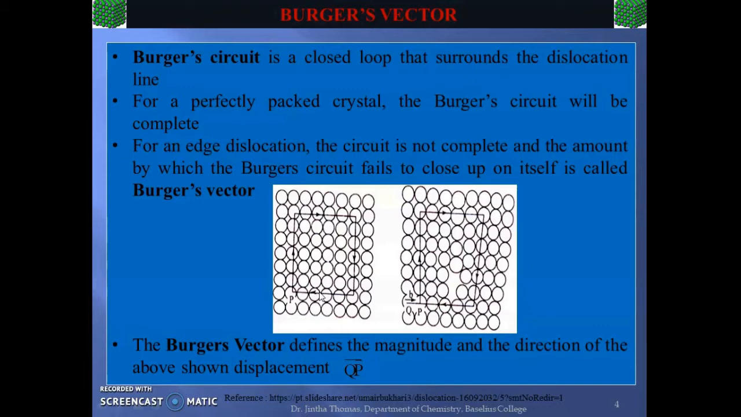Now let us see what would happen if we do the same procedure with a crystal having an edge dislocation. For that we are considering the picture on the right hand side. There we can clearly see the occurrence of an edge dislocation. This plane containing 5 atoms has been introduced as a new half plane. This 5th atom here is the point through which the dislocation line passes perpendicular to the screen.